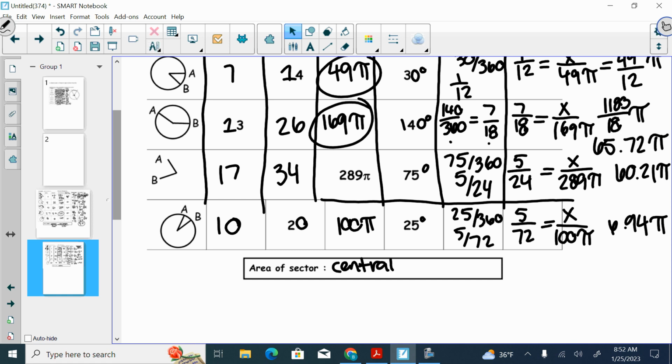central angle over 360 is equal to sector area over pi r squared.